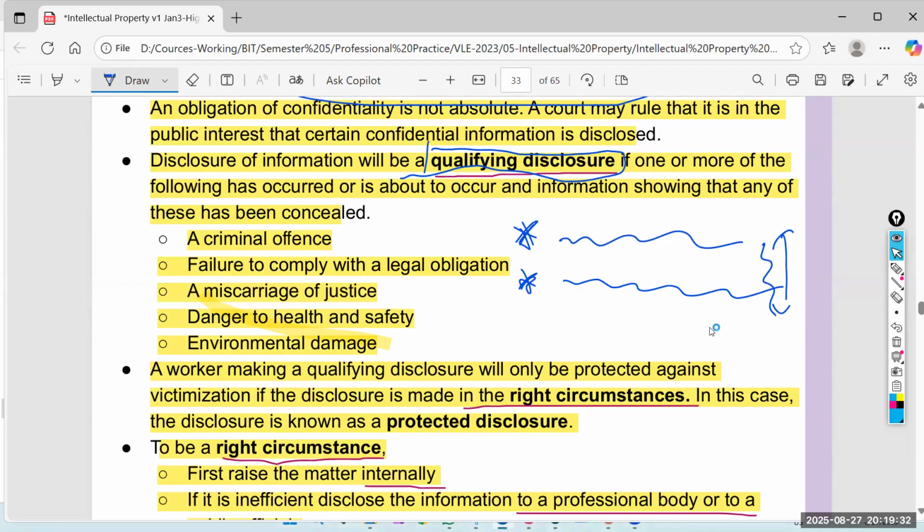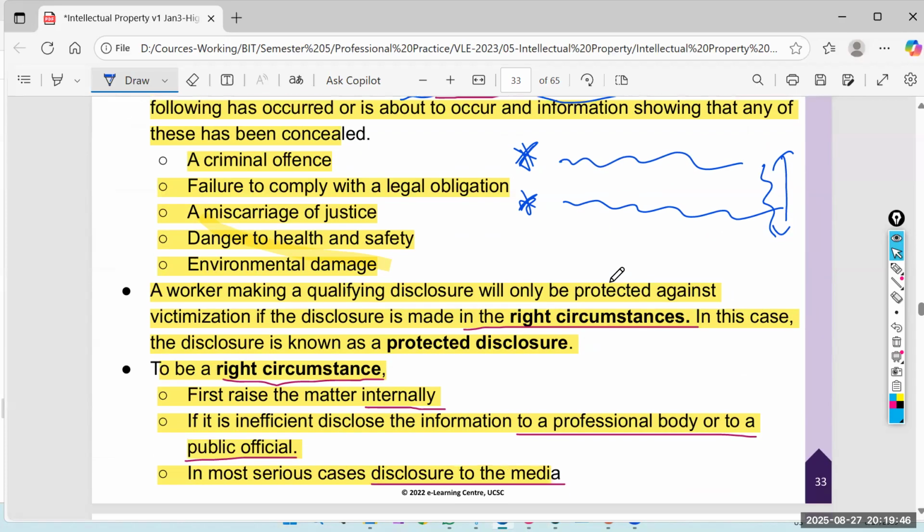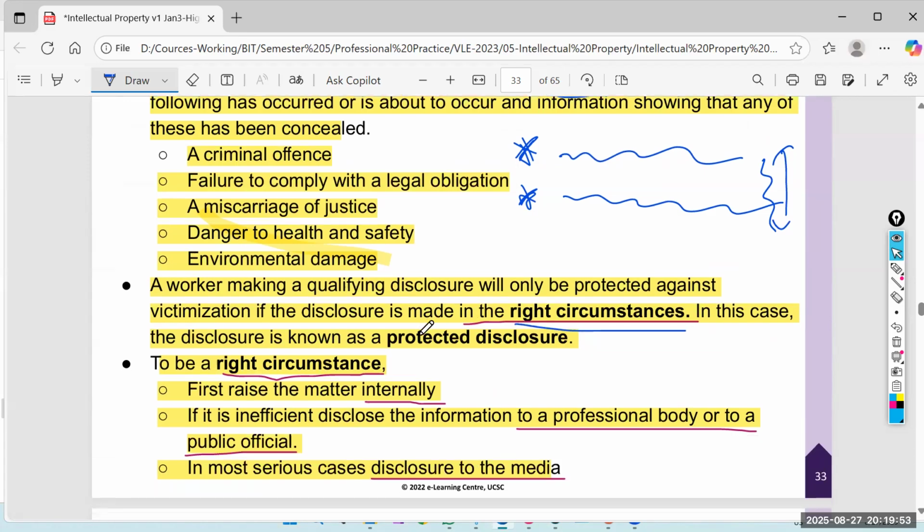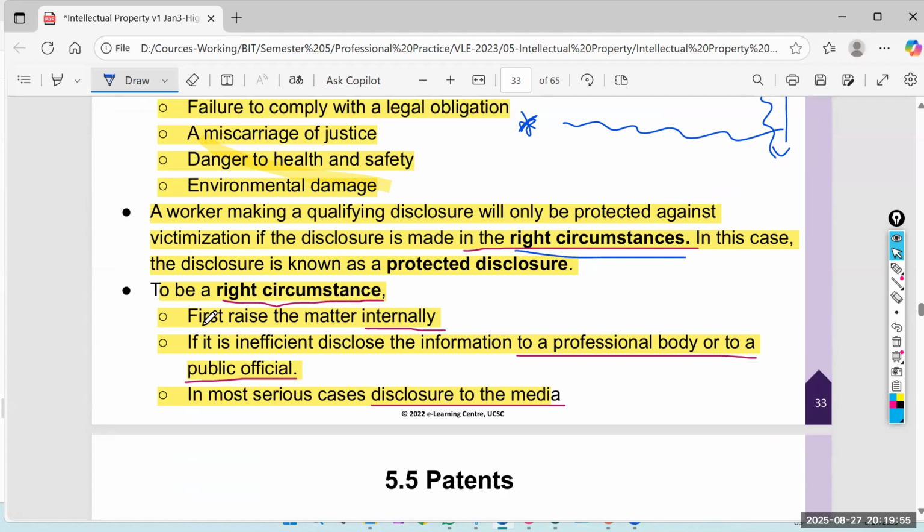But at the same time, you need to face the consequences. So that is why you need to have a very good case before doing this kind of thing. So it must be in the right circumstances. What do I mean by right circumstances? You have first raised the matter internally and they have not responded to you. You have verified that it's a serious issue.